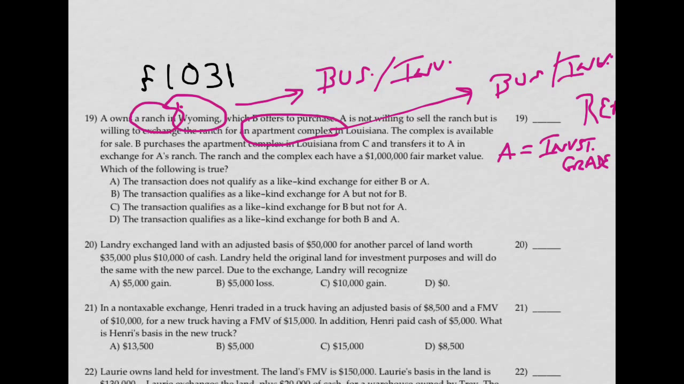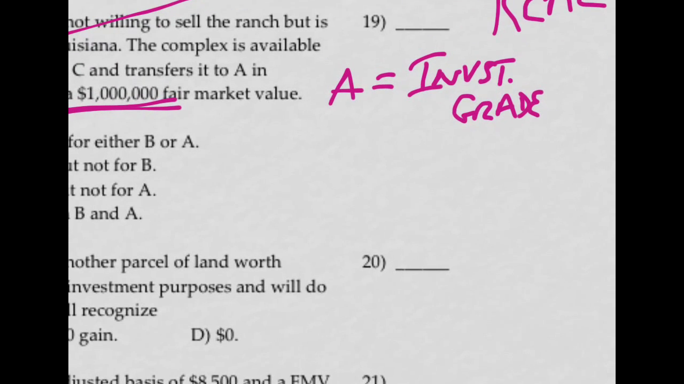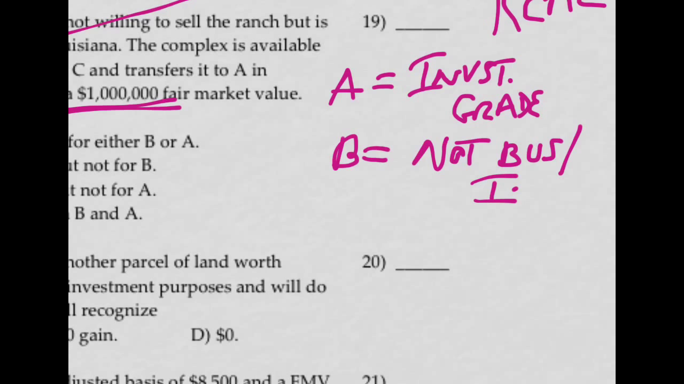What B does is B acts like an intermediary. He buys the apartment from C, and he transfers it to A in exchange for A's ranch. Each of them have a fair market value of $1 million, so it looks like we have a fair market value exchange, no problem. And the answer now is that B, his holding of the property was not business or investment. He was just holding it for purposes of the exchange.